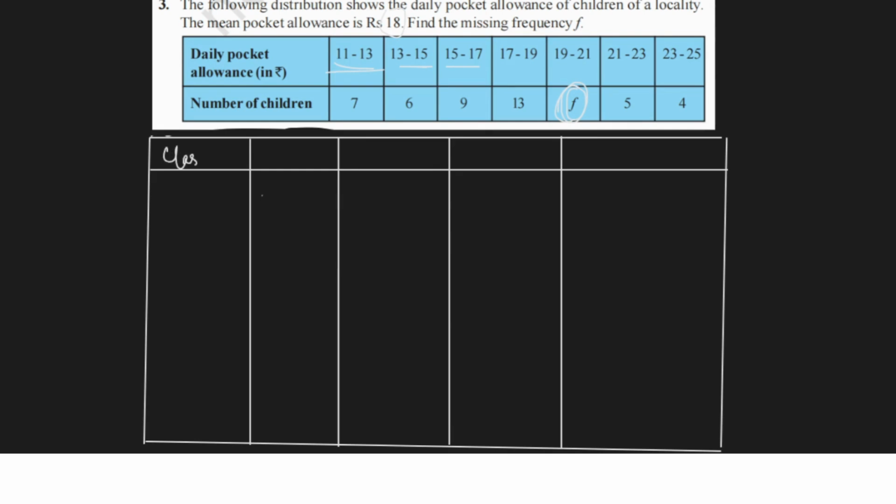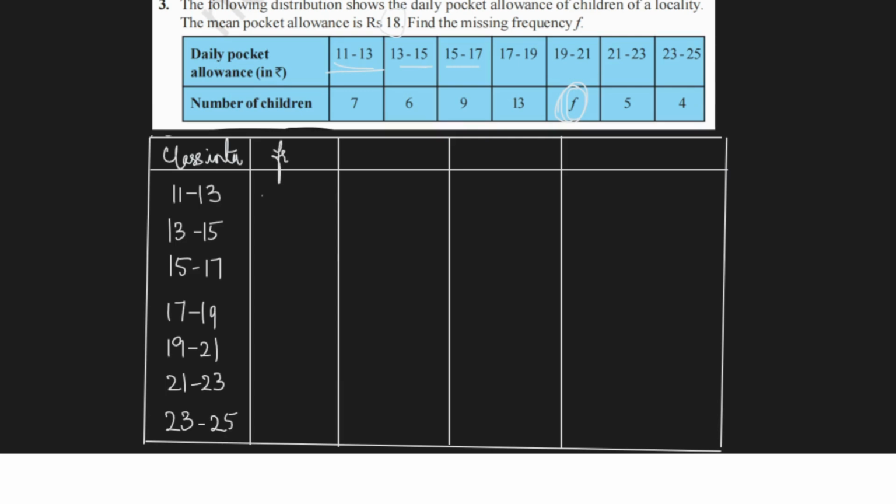So let's start with the class interval, which is 11 to 13, 13 to 15, 15 to 17, 17 to 19, 19 to 21, 21 to 23, and then 23 to 25. Now it's time to write the frequencies, fi. So this is 7, 6, 9, 13, f, 5, and 4.